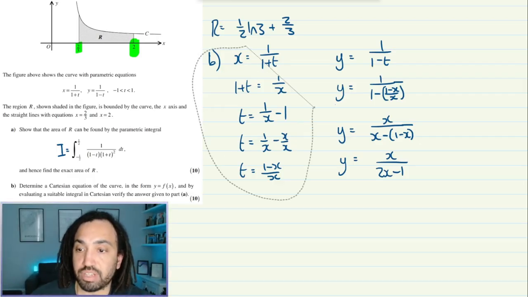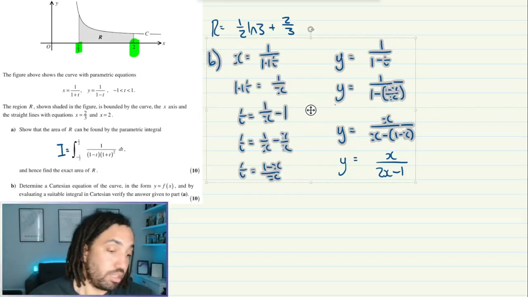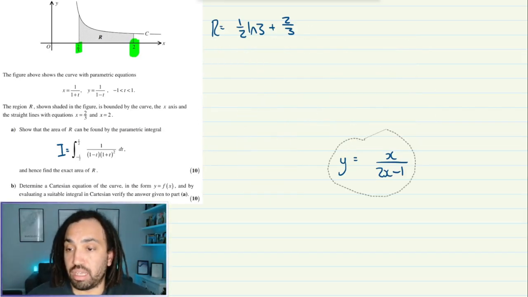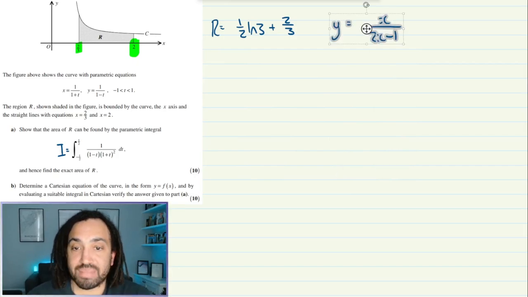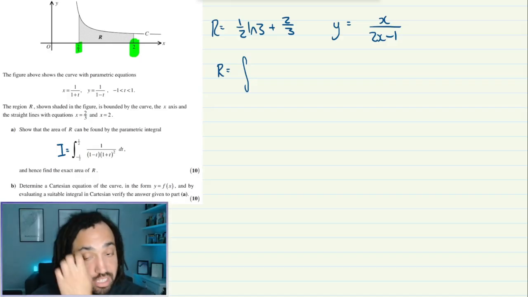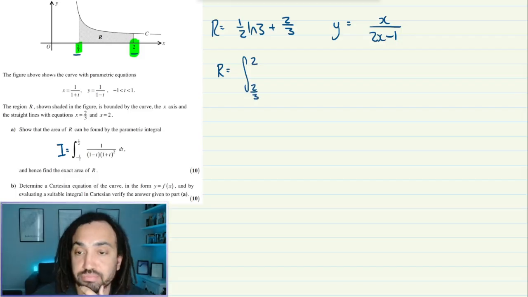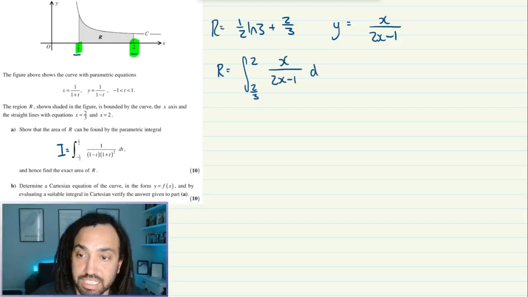Okay, so that is the equation that I'm going to need to integrate. So let's put that up there. So the region is also equal to the integral, and this time I'm going to do it with respect to x, so I'm going to use the x limit, so that's 2 and 2 over 3, and that is x over 2x minus 1, and that is dx.